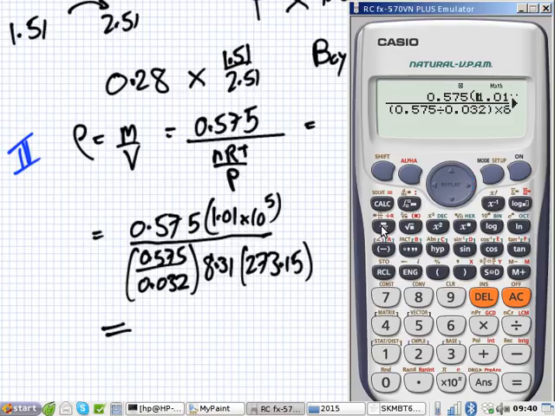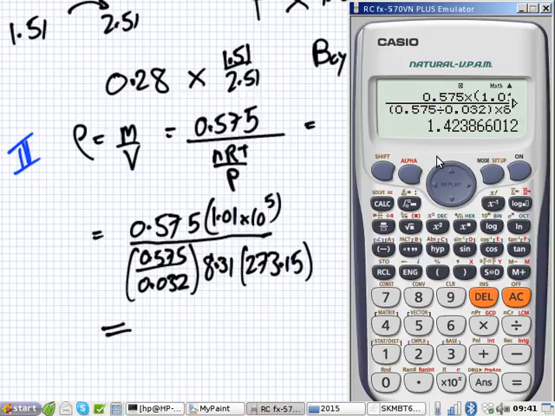Syntax error. Syntax error. I missed a multiply or something somewhere. Oh, my brackets. 1.42. That seems awfully small to me. Is that what you got? Yeah.